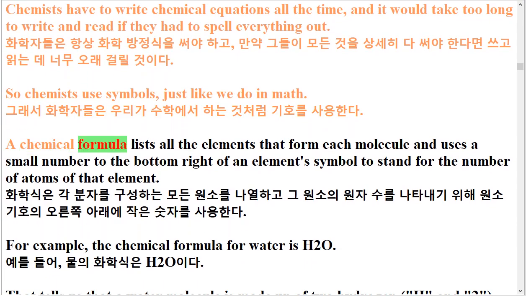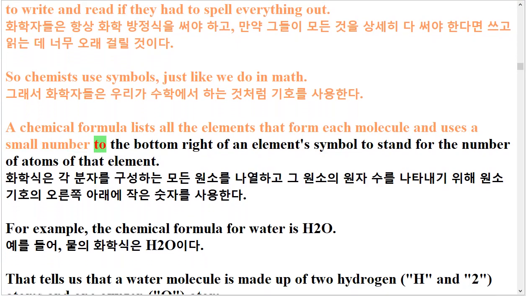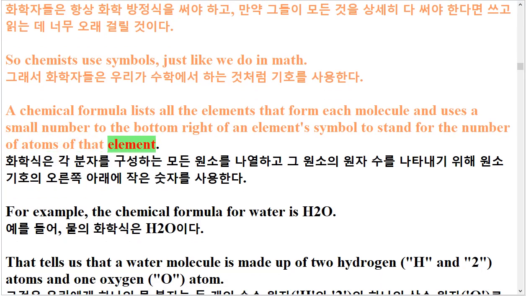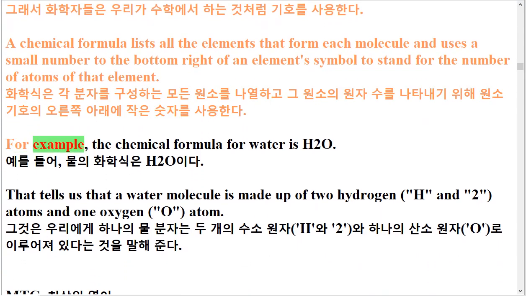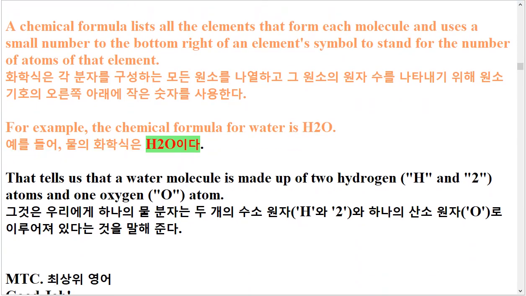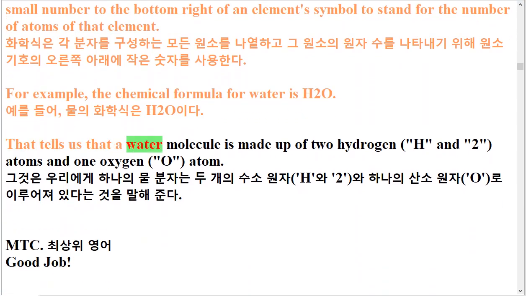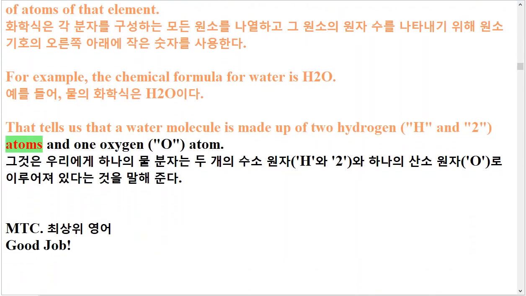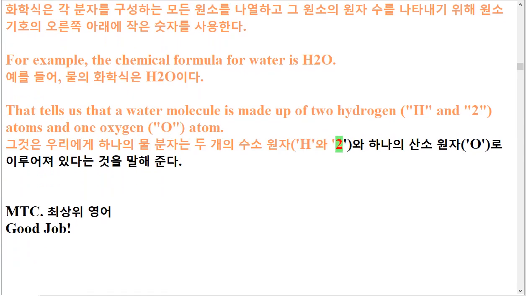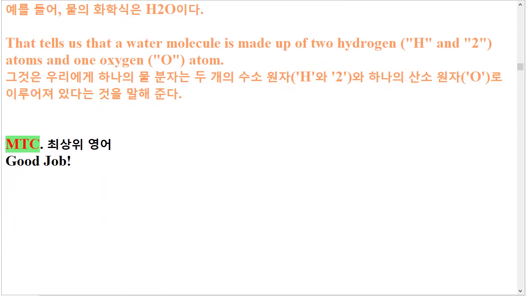A chemical formula lists all the elements that form each molecule and uses a small number to the bottom right of an element's symbol to stand for the number of atoms of that element. For example, the chemical formula for water is H2O. That tells us that a water molecule is made up of 2 hydrogen (H) atoms and 1 oxygen (O) atom.